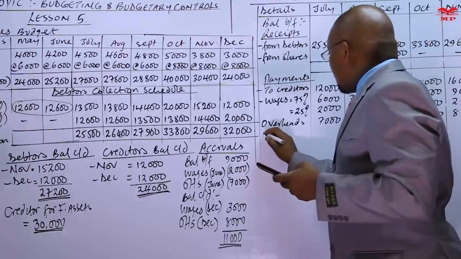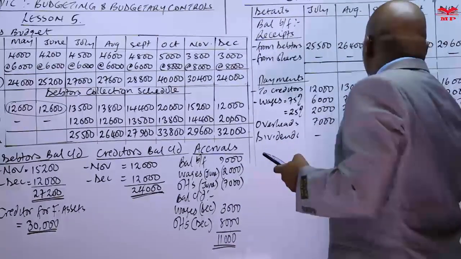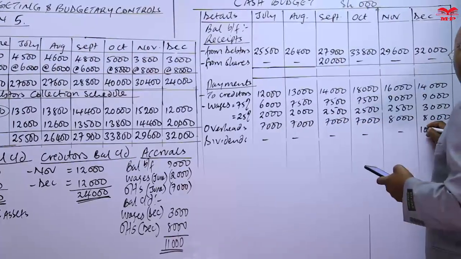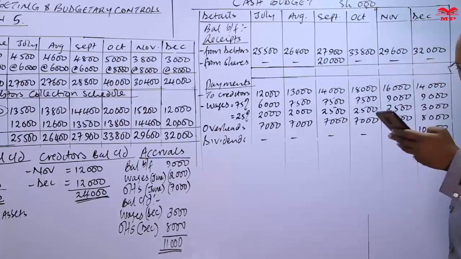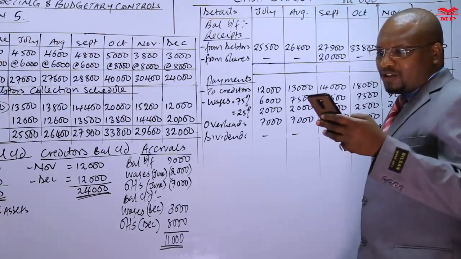So we're going to have here dividends. Dividends will be paid in the month of December. And how much is it? It's 10 million, meaning 10,000. Will be paid in that month. That's all. And that's the end of the information.